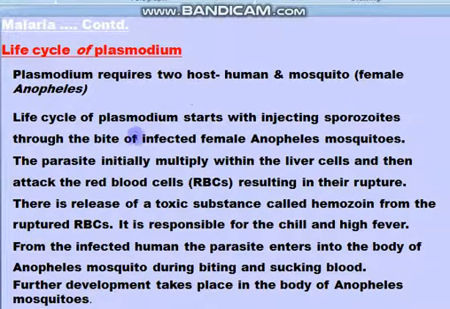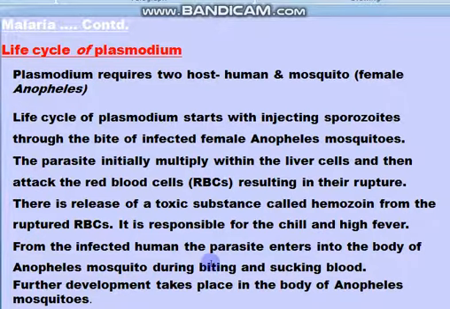The life cycle of Plasmodium starts with the injection of sporozoites through the bite of an infected female Anopheles mosquito. The parasite initially multiplies within the liver cells, and then it attacks the red blood cells, resulting in their rupture. Then there is a release of a toxic substance known as hemozoin from the ruptured RBCs, and this is responsible for the chill and the high fever.